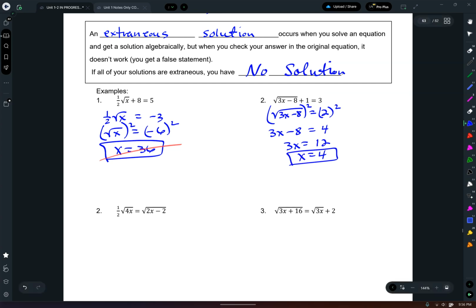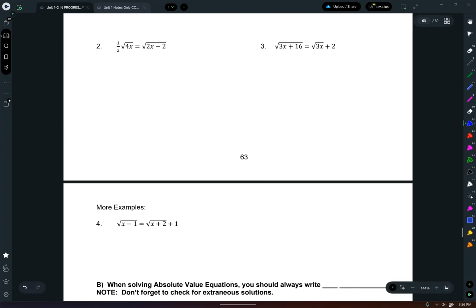Do a quick check up there in the original. If I put a 4 in for x, I'm going to have 12 minus 8 is 4. The square root of that is 2, plus 1. That works. So hopefully when you check it, it's something you can do in your head. If you can't do it in your head, then I don't want you to spend too much time checking. I just don't want us to get bogged down with that.